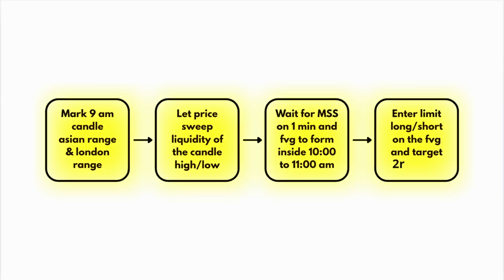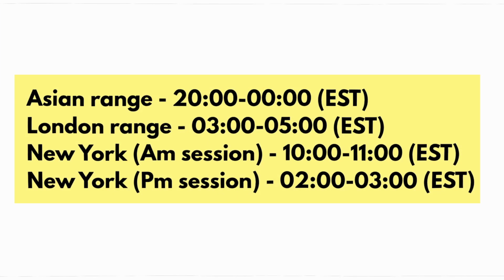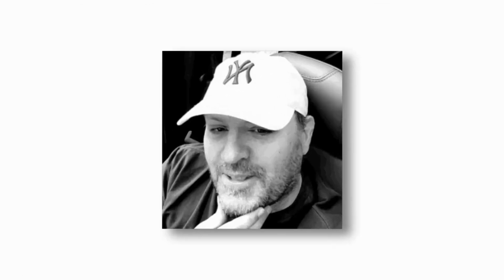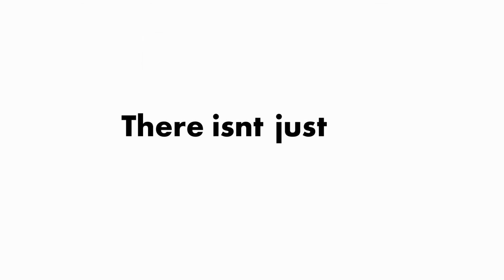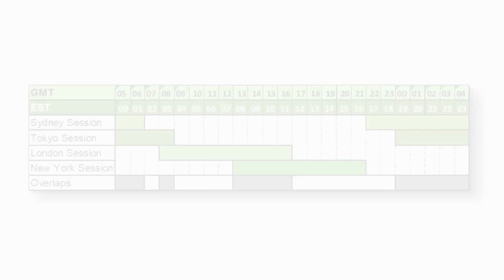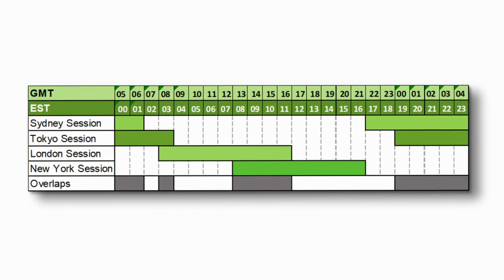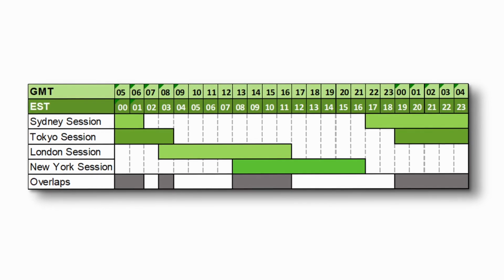Now, before starting off, here's a quick checklist we need to follow. And trust me, time plays the most important role here. Now, why am I saying this? Because according to ICT, there isn't just one silver bullet. There are several depending on the time window they come to fruition. Don't believe me? Watch this.